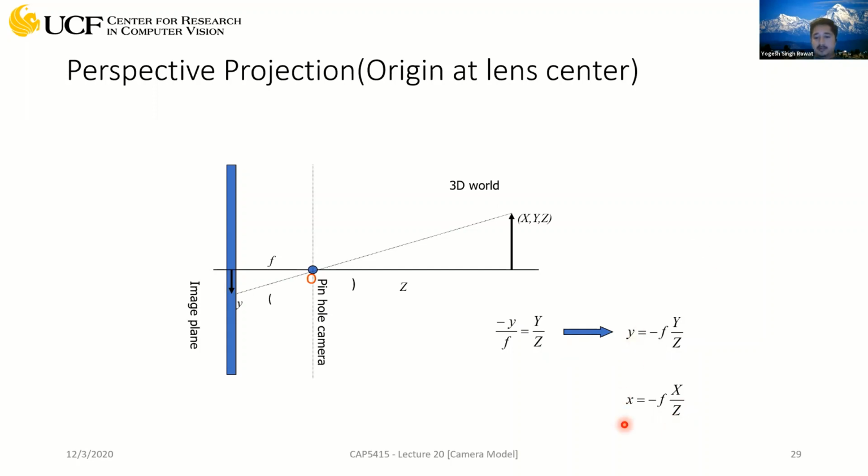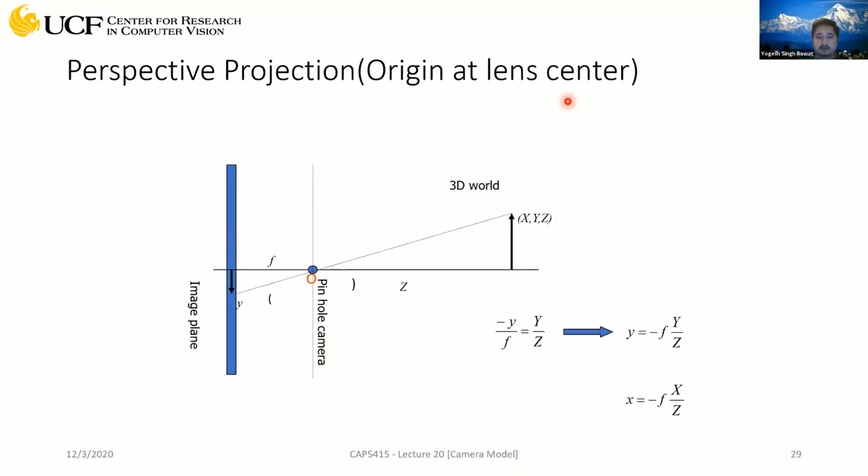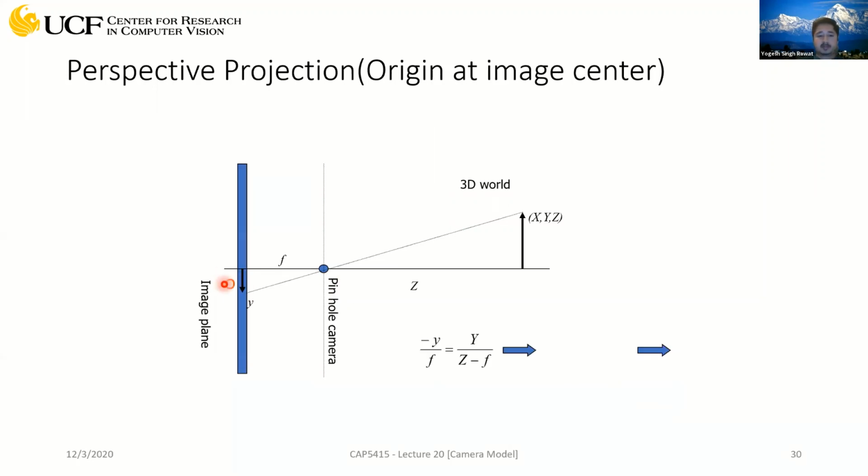So these x, y are coordinates in this image frame, and you can represent them using the world coordinates x, y, z. Okay, so now that was one way where you were assuming that your origin is at the lens center at this location. And there are other variations as well, where you can assume that your origin is not at the lens center, but at the image plane.